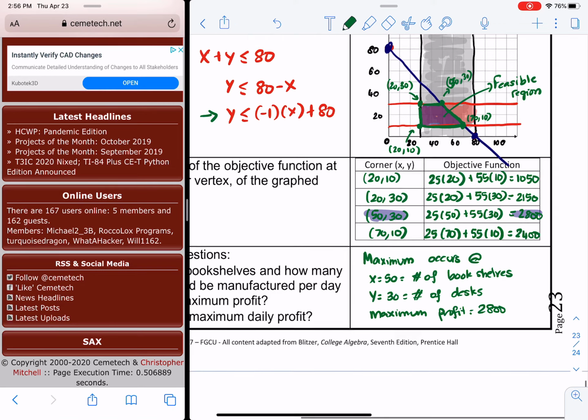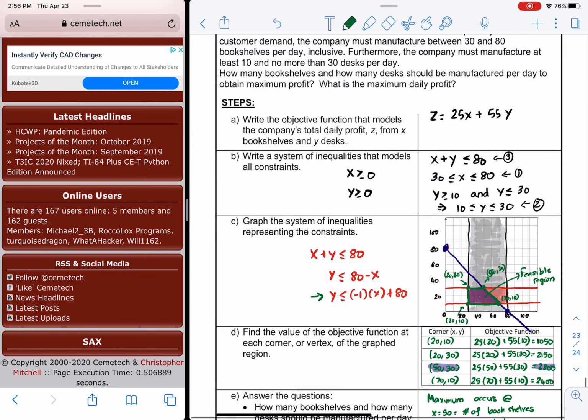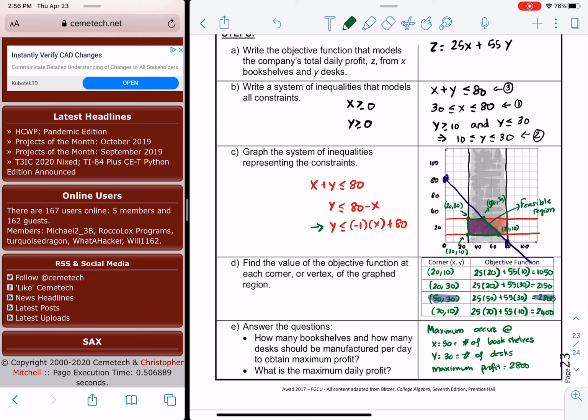You can always verify the answer by going back to see if it satisfies the constraints. Is 50 bigger than 0? Yes. Is 30 greater than 0? Yes. So the constraints x greater than or equal to 0, y greater than or equal to 0 are satisfied. If we add x and y, is it less than or equal to 80? 50 plus 30 is less than or equal to 80. Is the value of x between 30 and 80? 50 is between 30 and 80. Is the value of y between 10 and 30, including 30? Yes. So everything is satisfied, so we have the right solution.